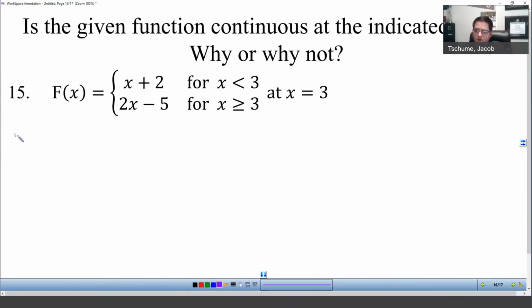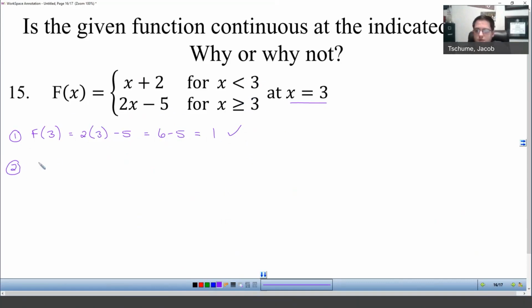Well, same 3 criteria. Number 1, can you plug 3 into the function as you did in algebra? So what is f of 3? Well, find the one that has the equal sign, which is the second one. Plug 3 into that. So that would be 2 times 3 minus 5, which is 6 minus 5, which is 1. And you got an answer. As long as you get an answer, part 1 is good.